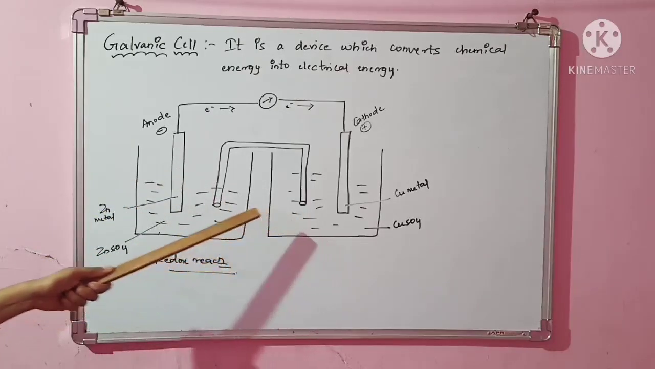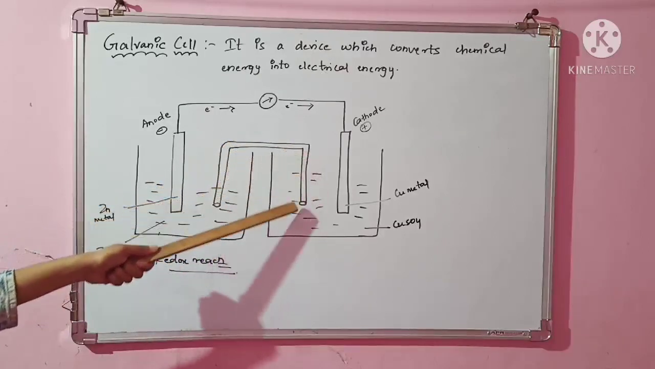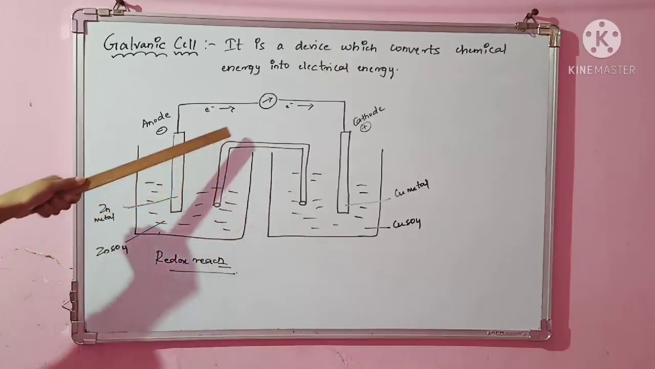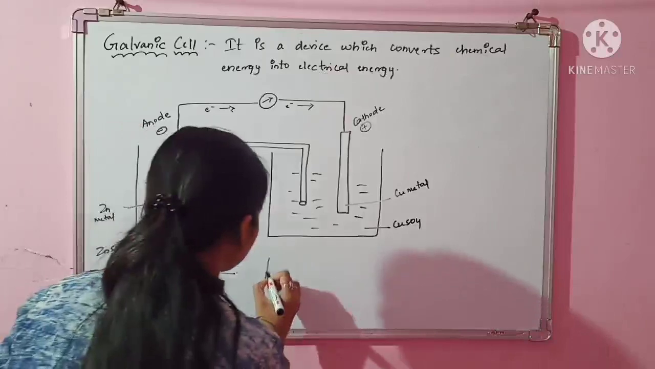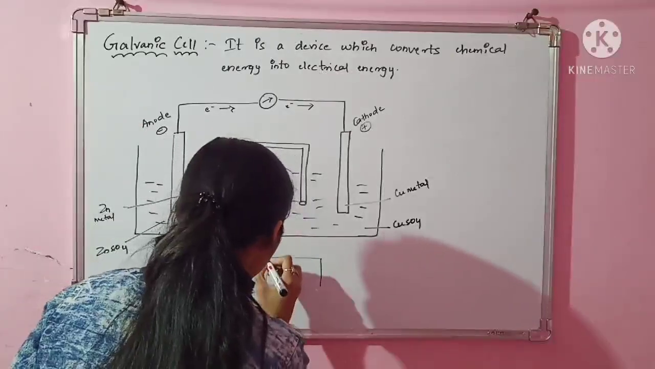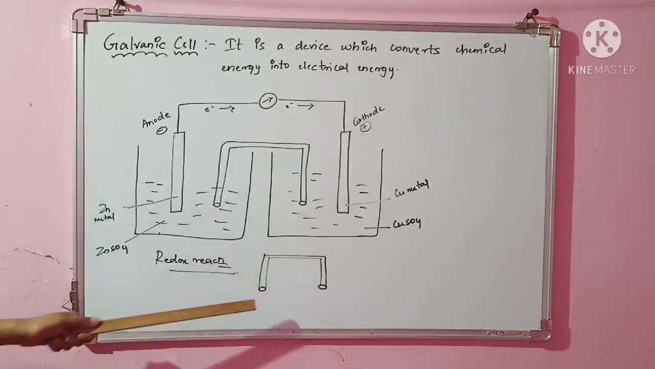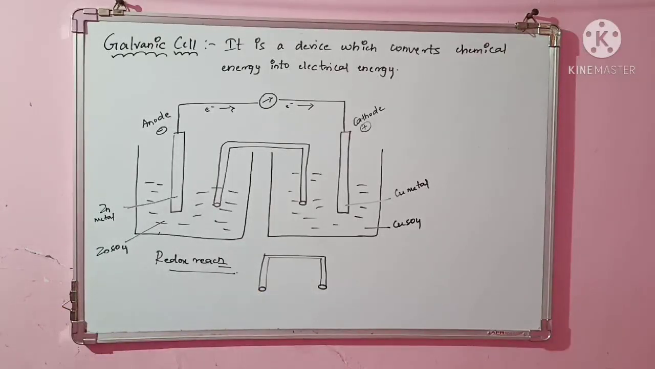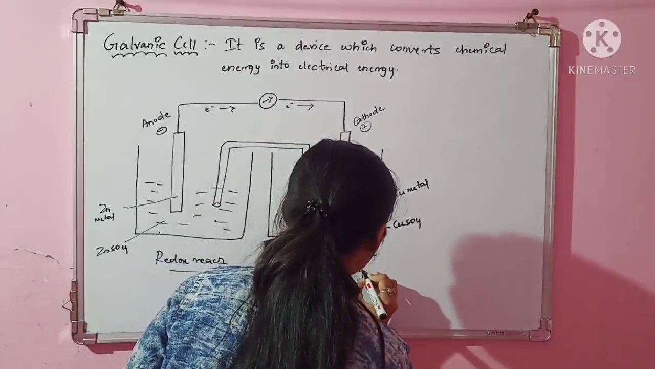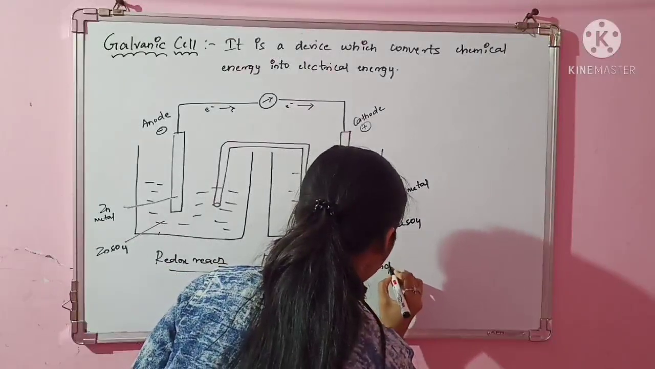Now another thing you can observe is that both the containers, the left container as well as the right container, have been linked through this inverted U-tube. You can see this tube. What is this? This is nothing but your salt bridge. Remember, this is called the salt bridge.